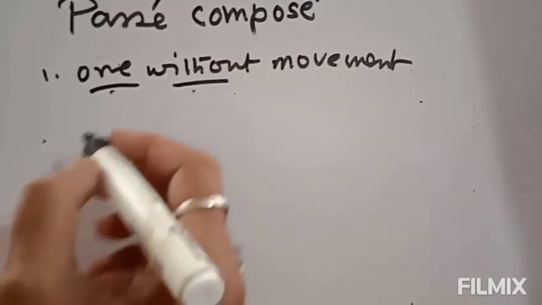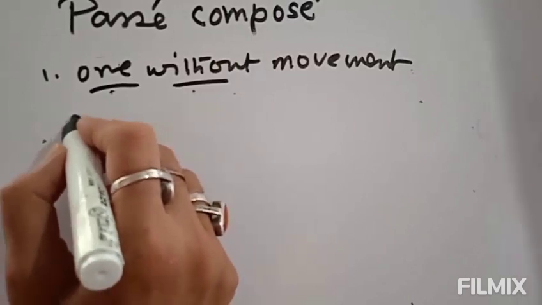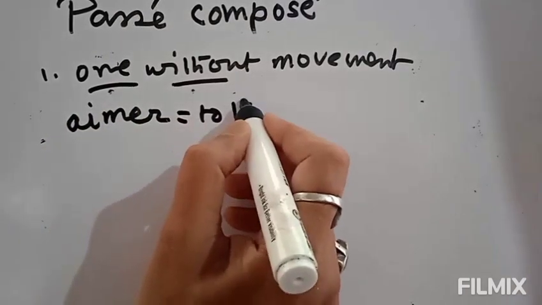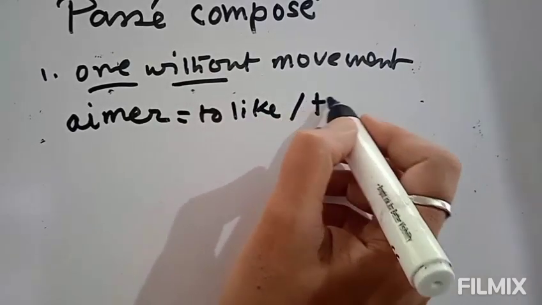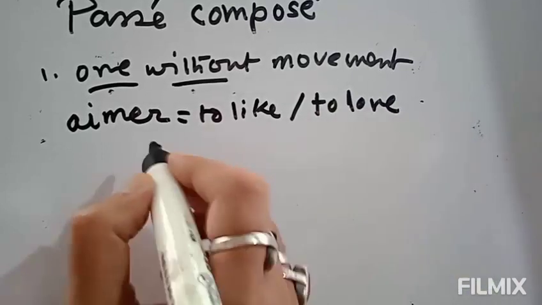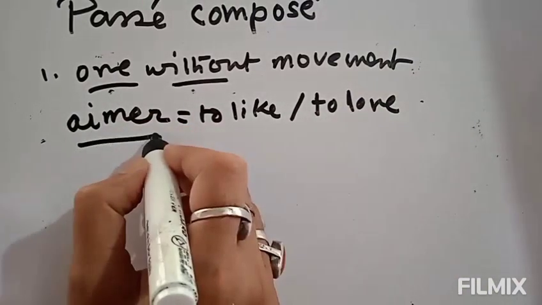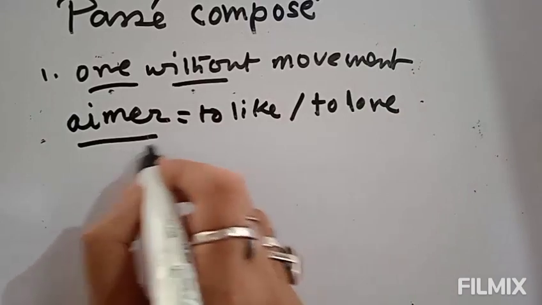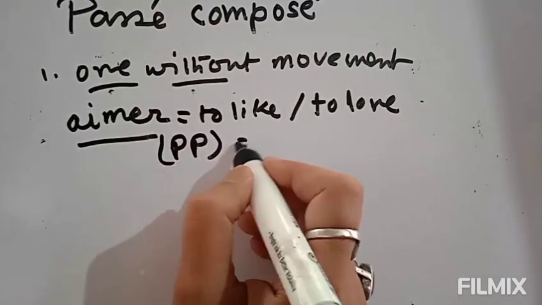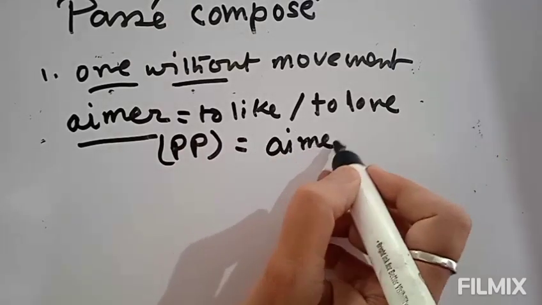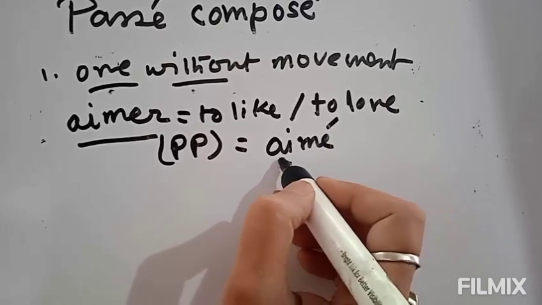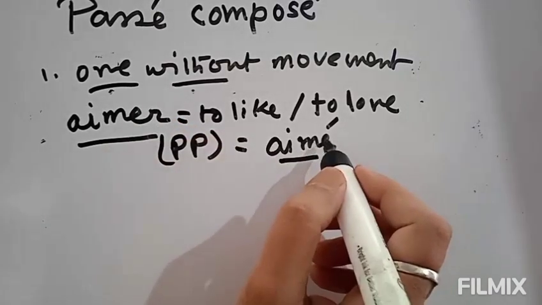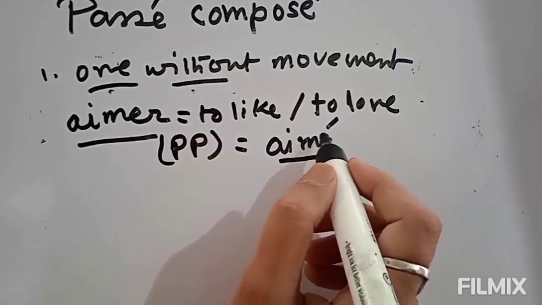Now, I'm giving you the example of an ER-ending verb. Say, one verb is aimer. Aimer means to like or love. This is an ER-ending verb. ER-ending verbs are very easy to make the passé composé. The PP of all ER-ending verbs generally is A-I-M-E with accent aigu. You are erasing the R from the root verb, and you are putting an acute accent on E.